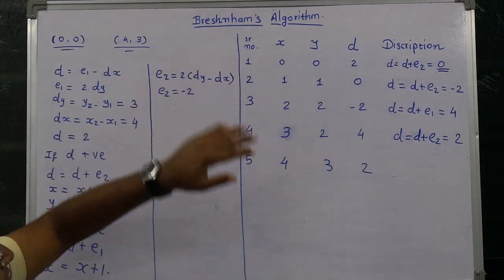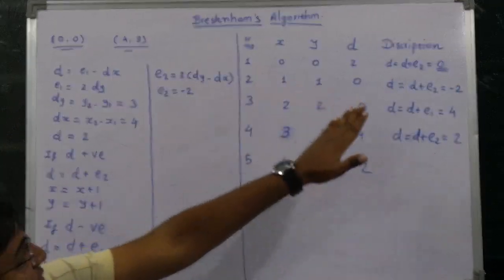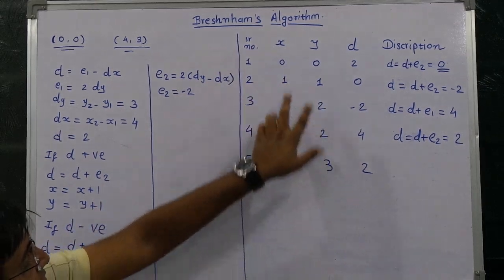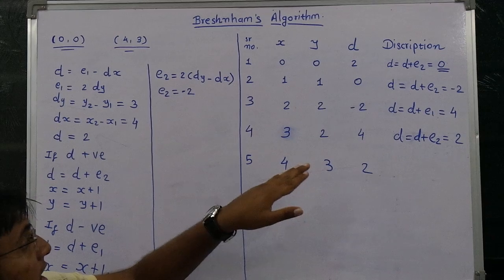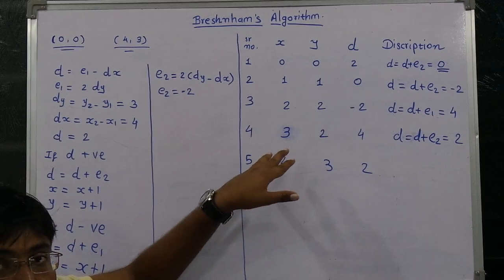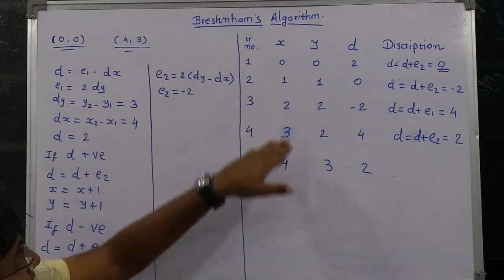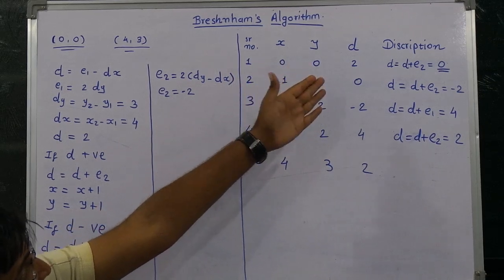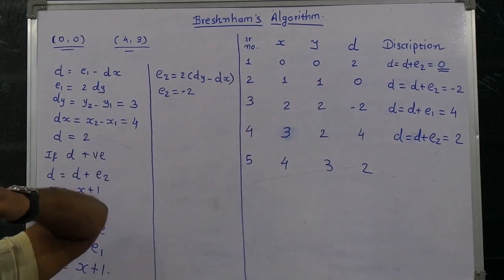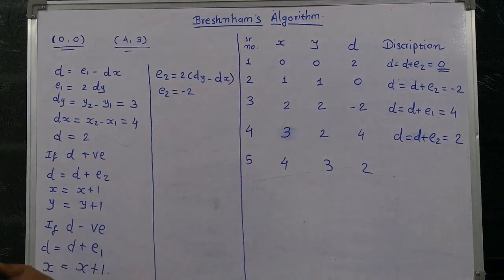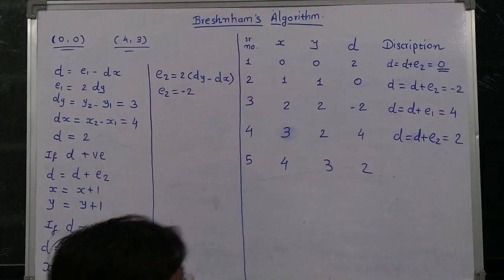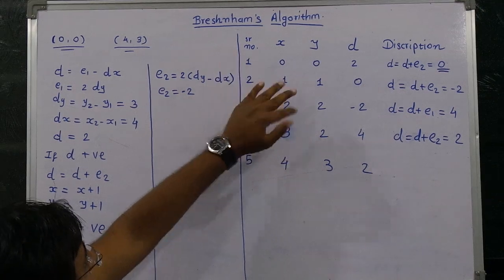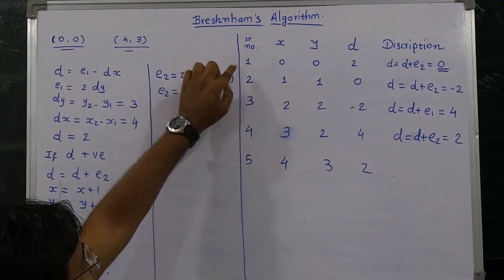In which kind of format is the answer required? The answer is required in this kind of format, with serial number, X and Y, the pixels that are going to be plotted within this range, given by the X, Y columns, and then D and the description. The value of D will depend upon the description. So how do we find the value of D? Let's say the first one, serial number 1.